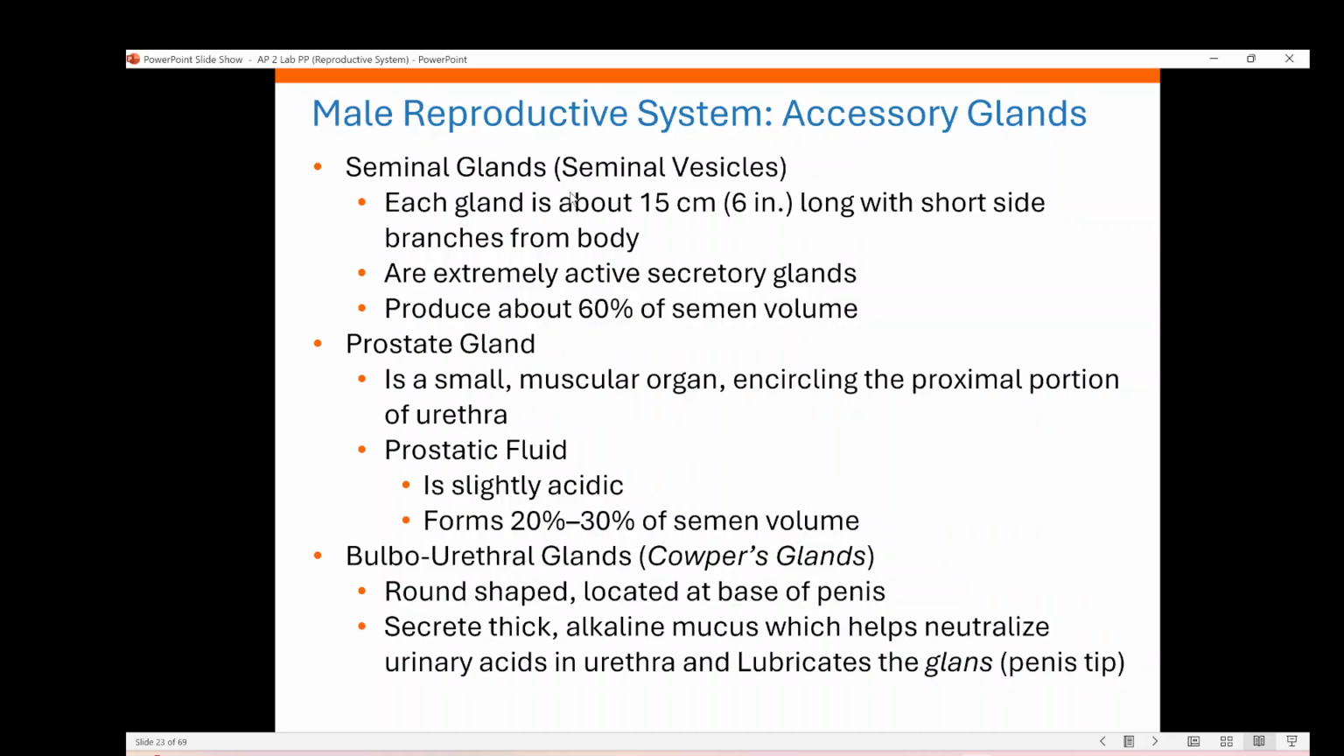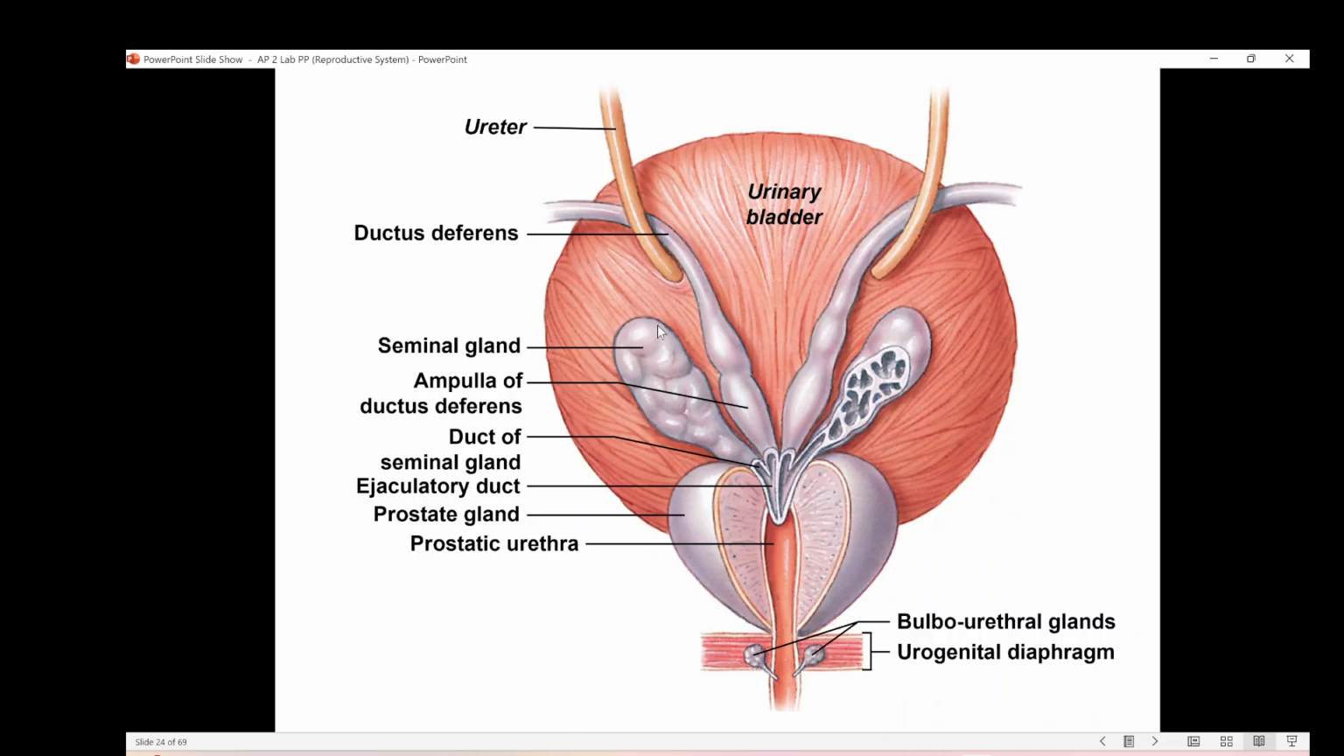So the seminal glands, or the seminal vesicles, are about 6 inches in length. These are extremely active secretory glands. They actually produce the majority of the semen, about 60% of it. So that would be these here, right here on the left side. This is a posterior view, so we're looking at the back of the bladder. So this would be the left seminal gland here, and here is the right. This one they just cut into.